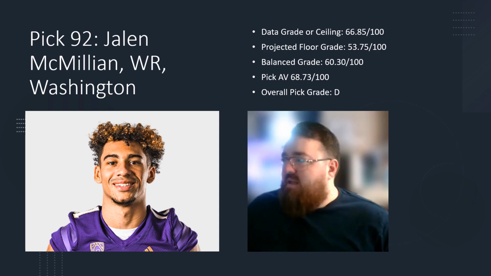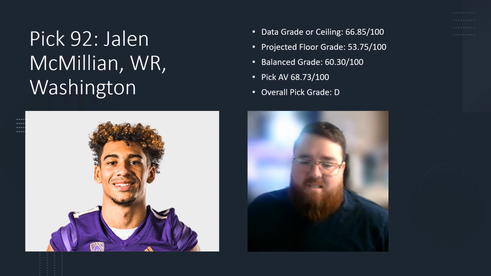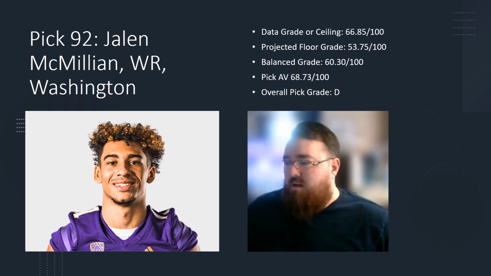Then, of course, you get to pick 92 and Jalen McMillian, wide receiver out of Washington. His data grade was 66.85. His floor is 53. His balance grade is 60. And his pick AV is 68.73. Overall pick grade would be 68.73 for him. I would say overall pick grade would be a D.